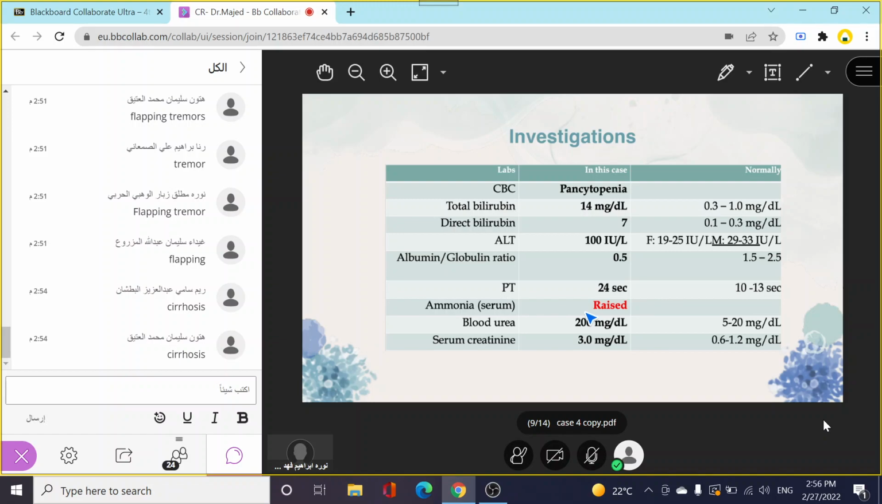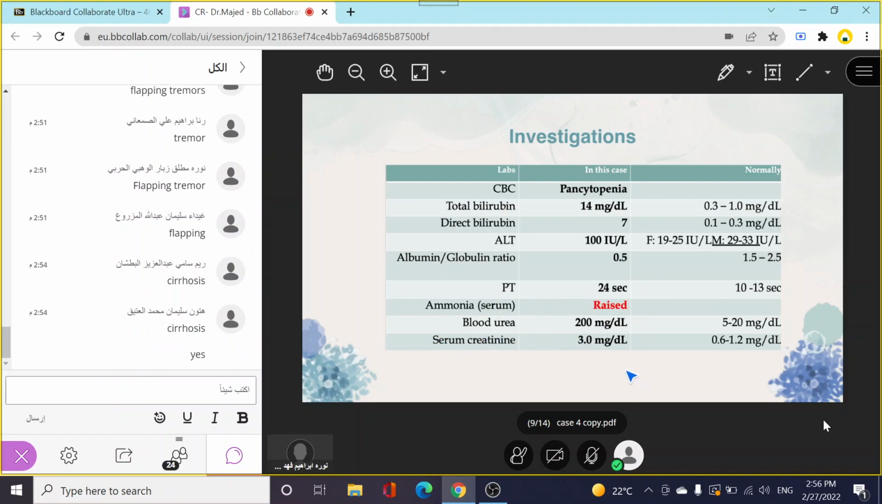For ammonia, it was raised. The ammonia is increased in patients with hepatic encephalopathy, but it could also be increased in the absence of clinical encephalopathy. So it has little diagnostic value, but when it's normal we can exclude hepatic encephalopathy. But we cannot rely on it when increased, because the patient might not have a clinically significant presentation of hepatic encephalopathy. Do you understand what I mean? I hope it will be clear for you.